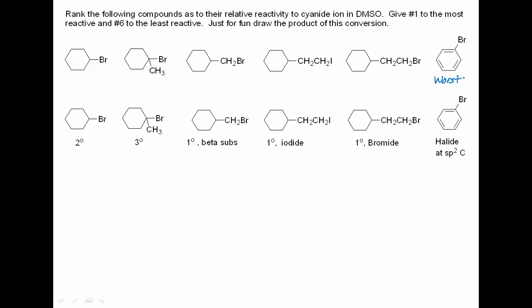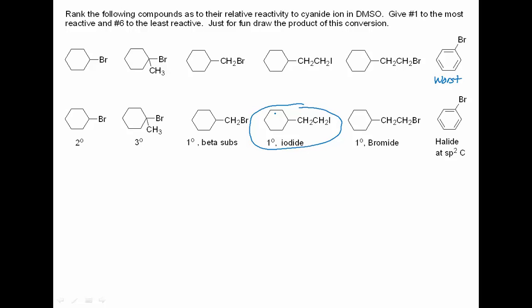Okay, so leaving group trends, iodine is better than bromide. If we have 2 substrates where the only difference is iodide versus bromide, we should go with the iodide as being the more reactive one. All right, so our most reactive one is going to be the primary iodide, shown here, that does not have any beta substitution.